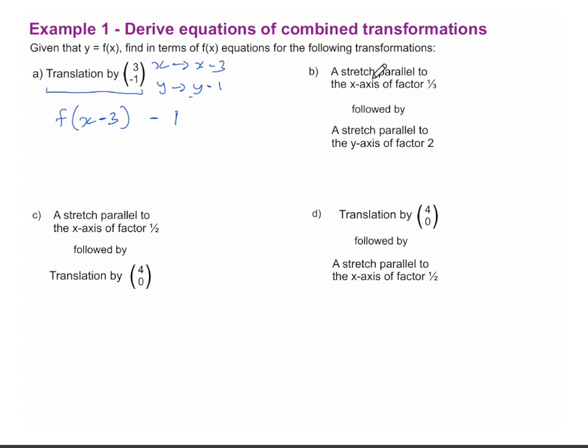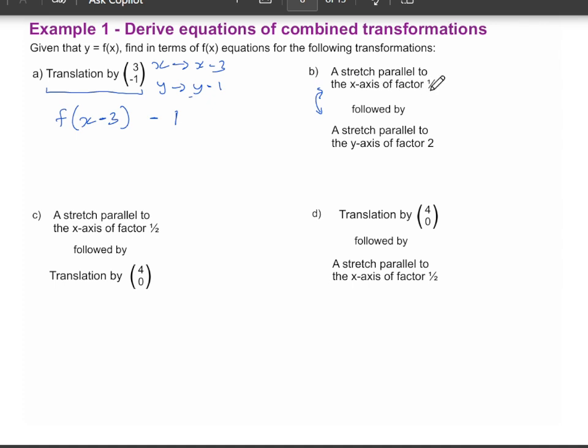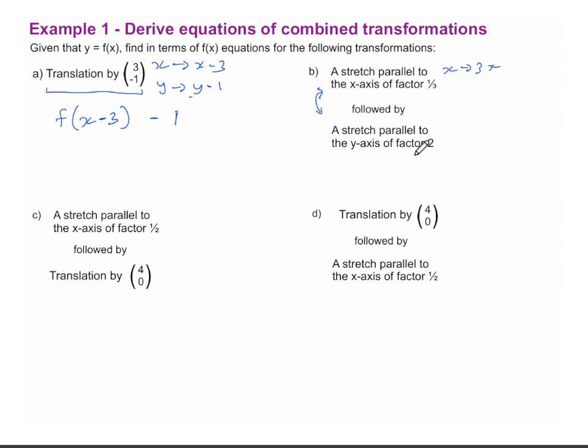Second one, a stretch parallel to the x-axis of factor 1 over 3, and a stretch parallel to the y-axis of factor 2. Because these are in different axes, this is x and this is y, it doesn't matter what we apply first. We can just do it straight away. So for this one, we know that x is becoming 3x. And this one, we know that y is becoming 2y. This is inverse because it's in the x direction. And so we'd end up with 2f of 3x. Because this one starts off with making it f of 3x. Then this one, you multiply the whole thing by 2, which should end up with this.